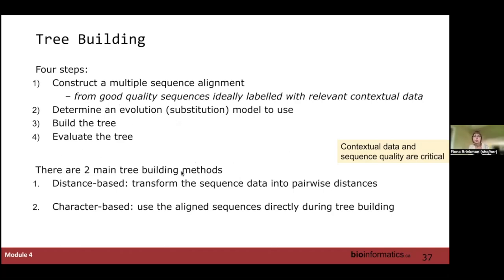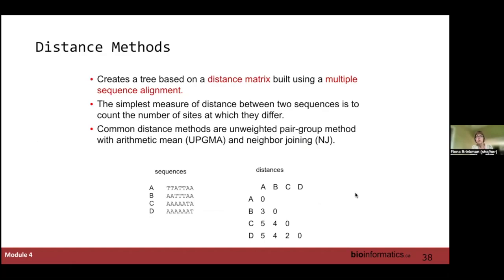Okay, so there's two main tree building methods. There's distance-based methods, which basically convert the sequence data into saying, okay, this whole sequence has this level of distance from this whole other sequence. Or character-based, which actually uses each individual aligned nucleotide or amino acid, depending on what you're doing. Okay, so distance methods use a tree based on a distance matrix built using a multiple sequence alignment.